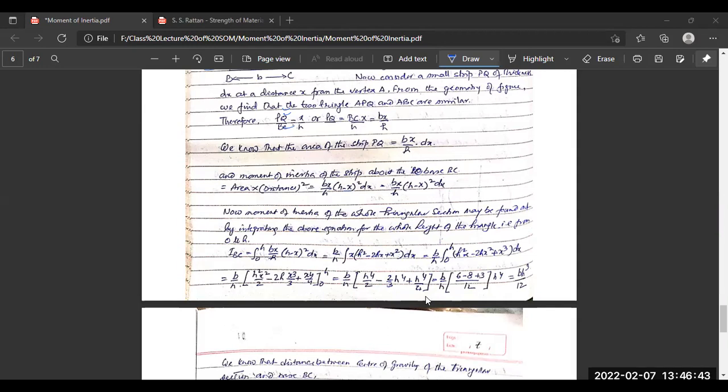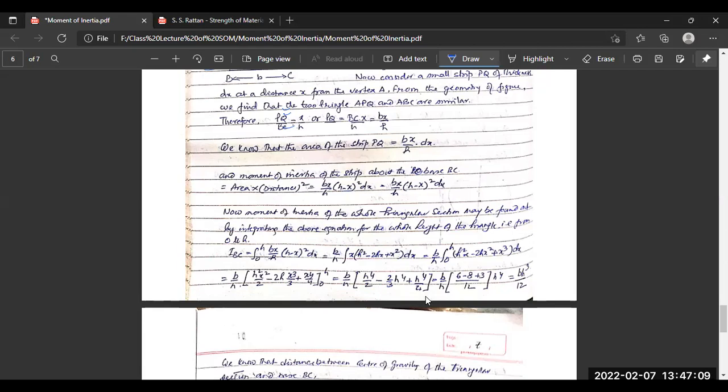or B divided by h integral of x into h square minus 2hx plus x square into dx, B divided by h integration from 0 to h of h square x minus 2 h x square plus x cube dx. Thus, B divided by h is equal to h square x square by 2 minus 2 into h into x cube by 3 plus x to the power 4 by 4, from 0 to h.